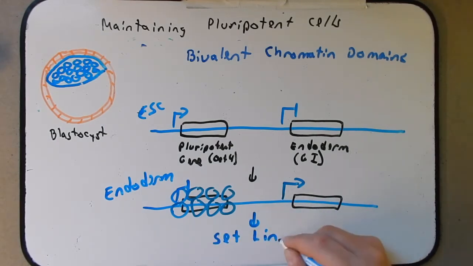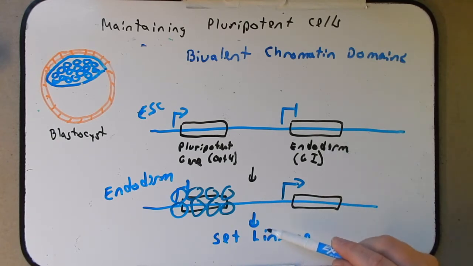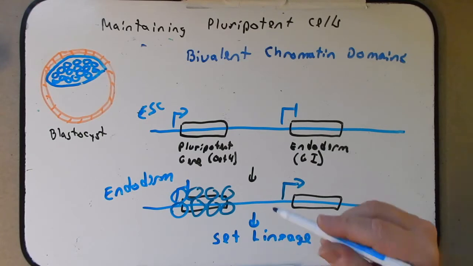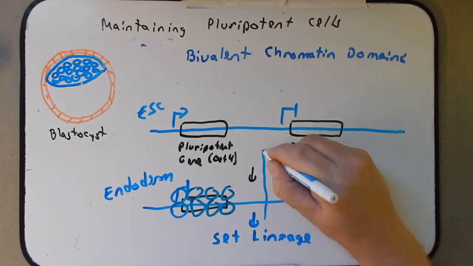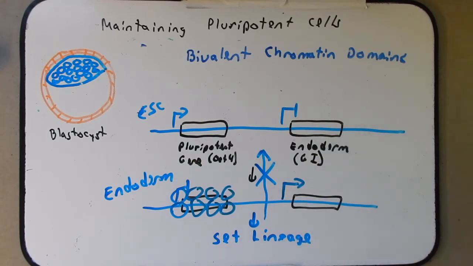So we have set the lineage of this cell by permanently turning off the pluripotent gene and turning on this endoderm specific gene. This is also a reason why we can say that we don't ever go back in this direction, because we have formed heterochromatin around this gene.